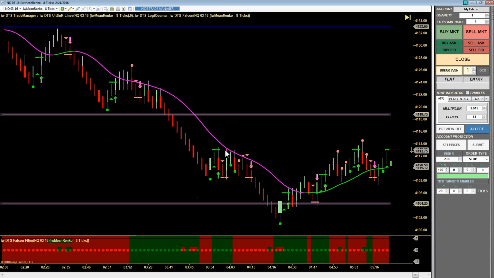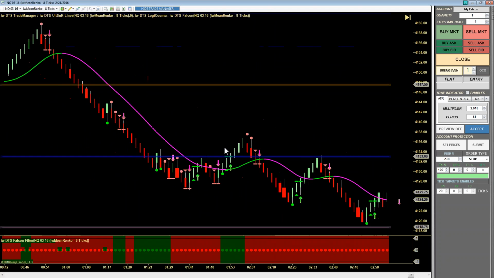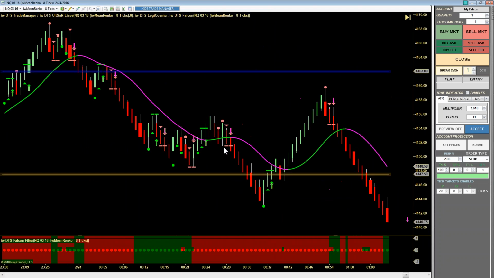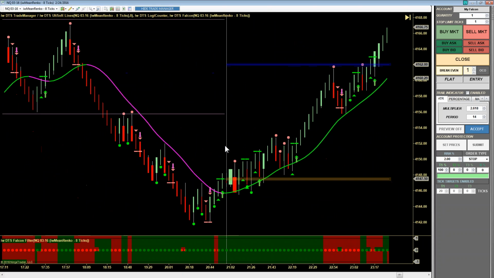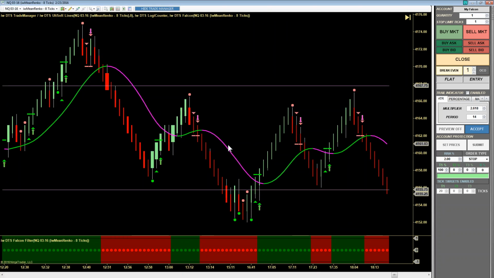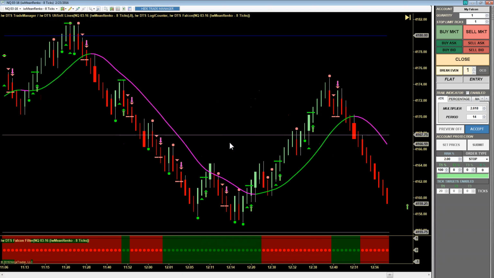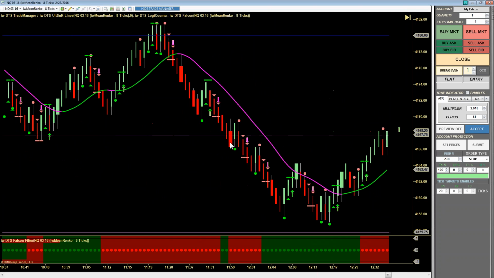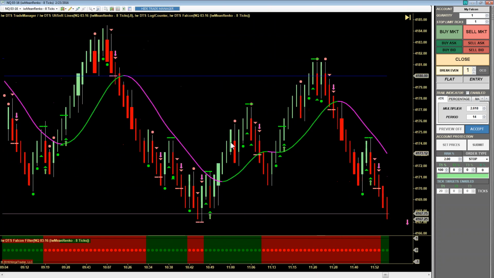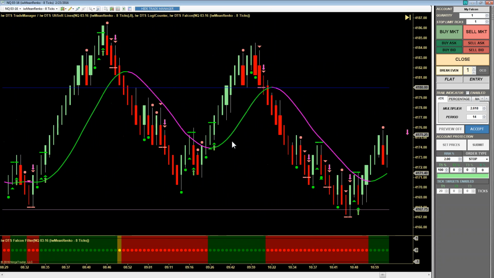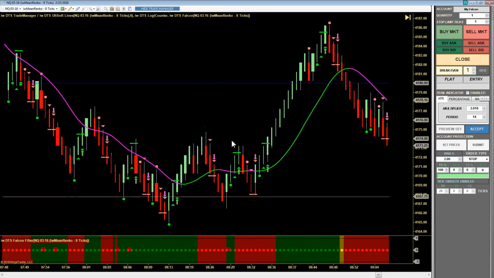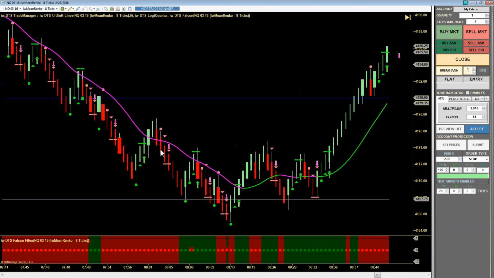The late filter entry, let's see if I can find you a better one, just so you can see what it looks like. The market's been a little choppy of late. Shoot. Oh, here's one. Okay.